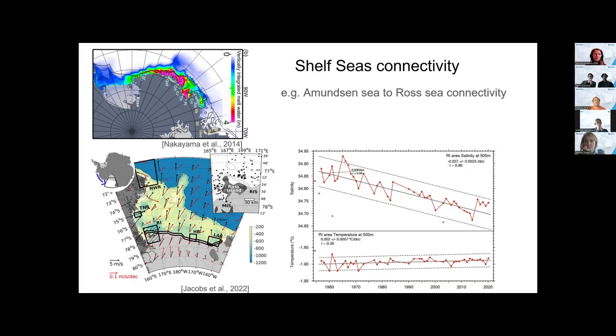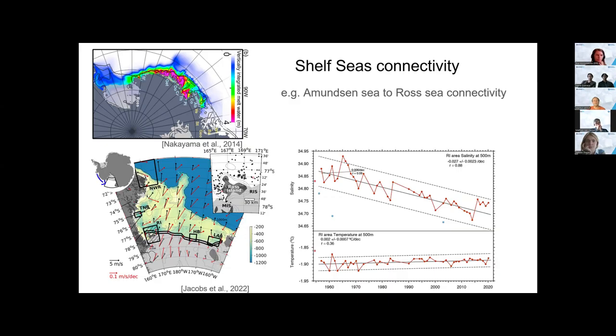Here we have one example. In the Amundsen Sea, we have enhanced melt of ice shelves, and so we have an enhanced input of meltwater, which gets carried downstream towards the Ross Sea, remember, which is one of the most important dense water formation sites. And so it is necessary to understand the impact that these neighboring regions play for these dense water regions.